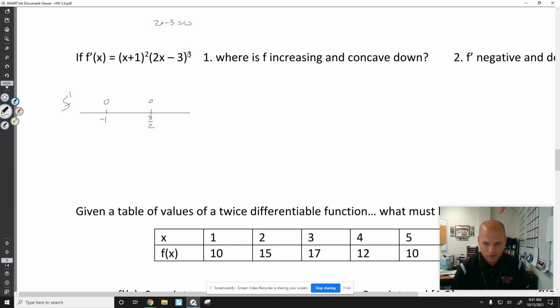Will change signs at 3/2 because the multiplicity is 3. Will not change signs at -1 because the multiplicity is 2. Plugging in something like 5, obviously positive. 2 times 5 minus 3, positive, cubed, positive. 5 plus 1 squared, this is always going to be positive. So that's a positive. Will change signs, will not change signs. So f is going to be decreasing, flattening out, decreasing, flattening out, increasing.